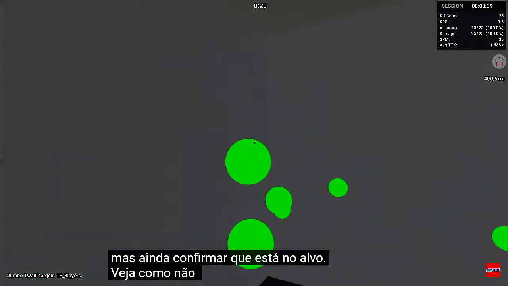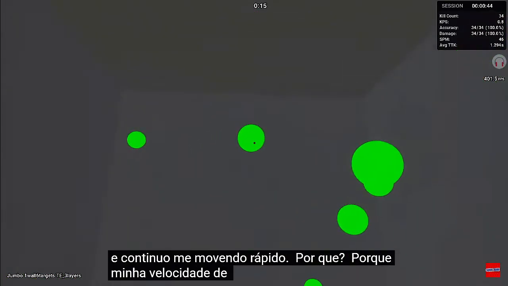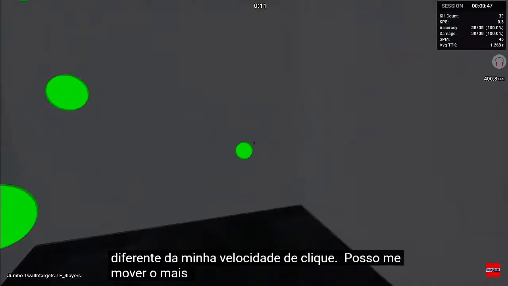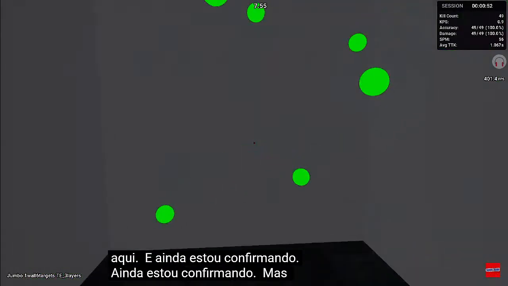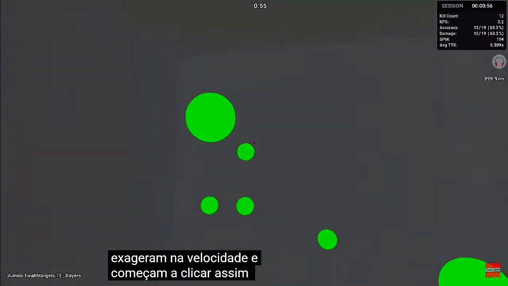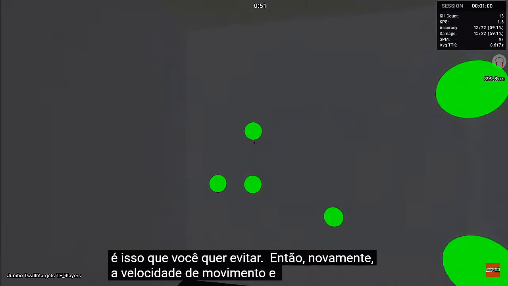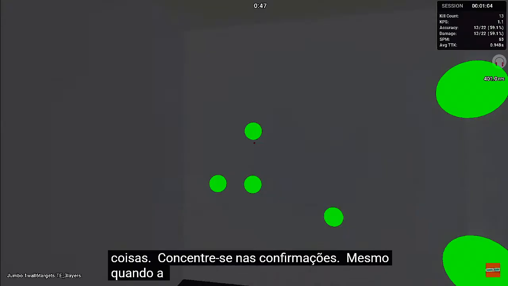See how I haven't missed a single shot and I'm still moving fast. Why? Because my flicking speed is completely different to my clicking speed. I can move as fast as possible, as you can see here, and I'm still confirming. But some people will overly push speed and they will just start clicking like this, like crazy. And that's what you want to avoid. So again, flicking and clicking speed, separate things. Focus on confirmations. Even when speed is applied, you can be a little bit more lenient on the confirmations.